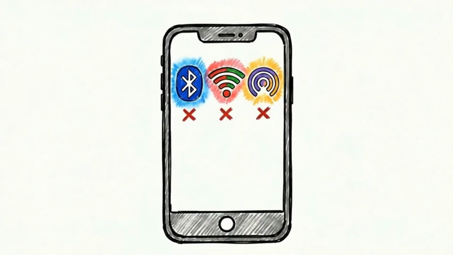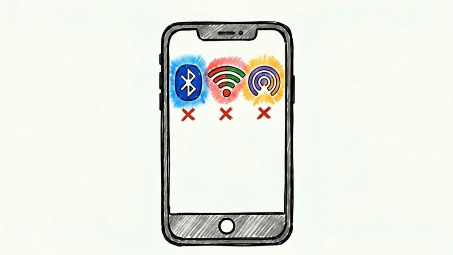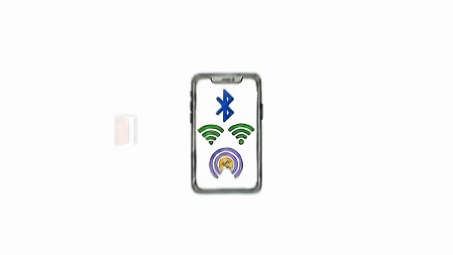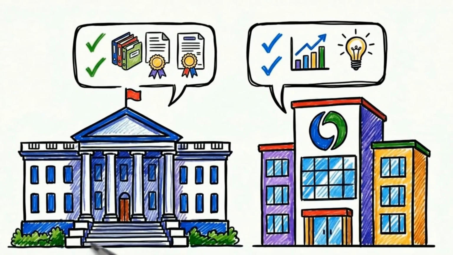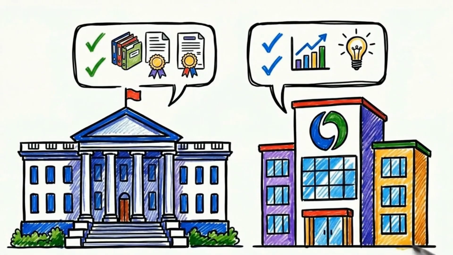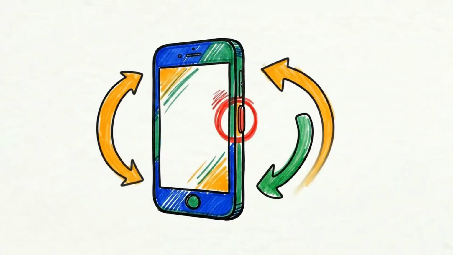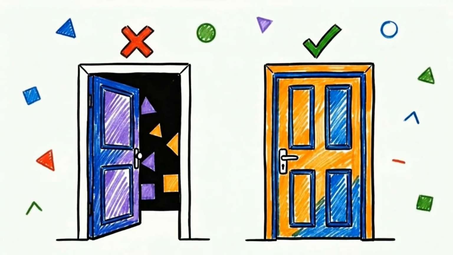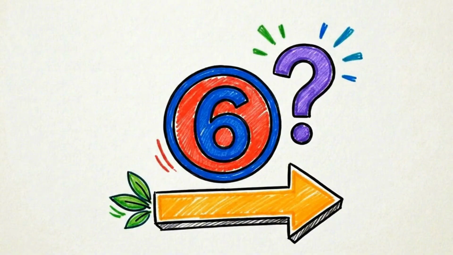Number 6. Leaving Bluetooth, Wi-Fi, and AirDrop on all day, even when you are not actively using them. Each of those is a small open door. According to Apple's and Google's own support pages, you can turn them off in seconds from the control panel and turn them back on the moment you actually need them. This is not about paranoia. It is about not leaving doors open in rooms you are not in. That is number 6.